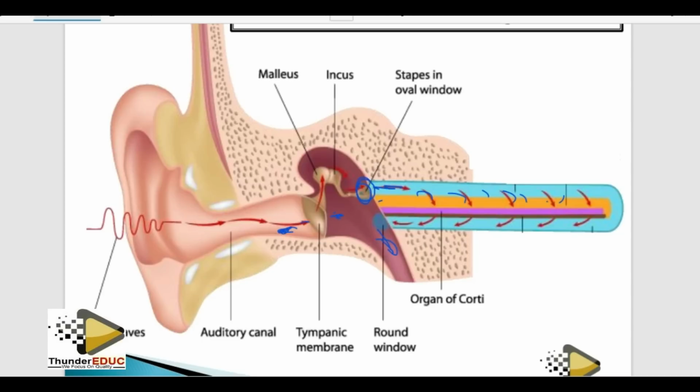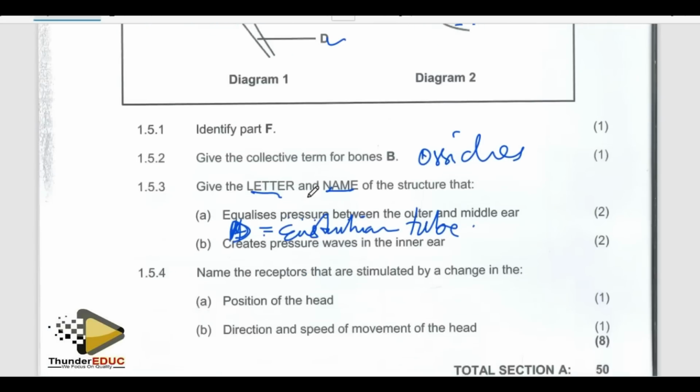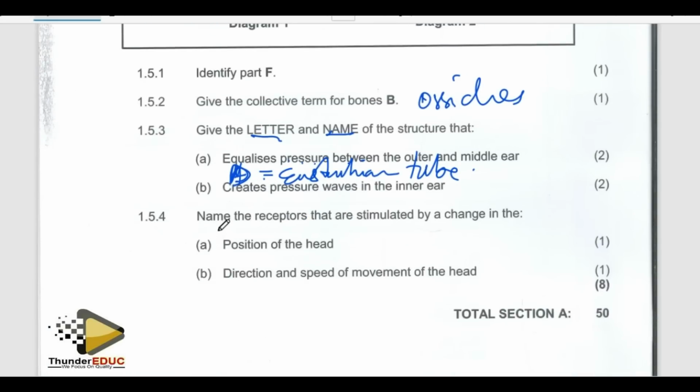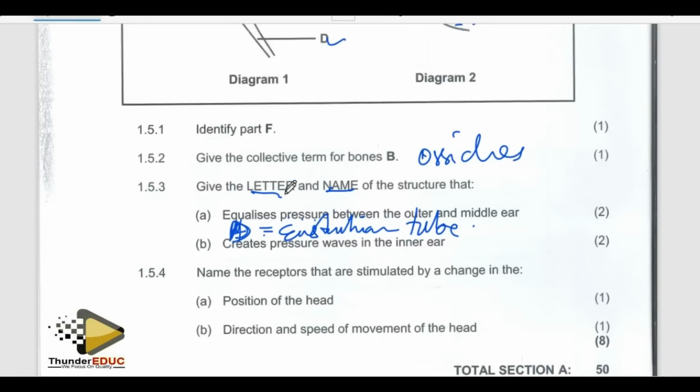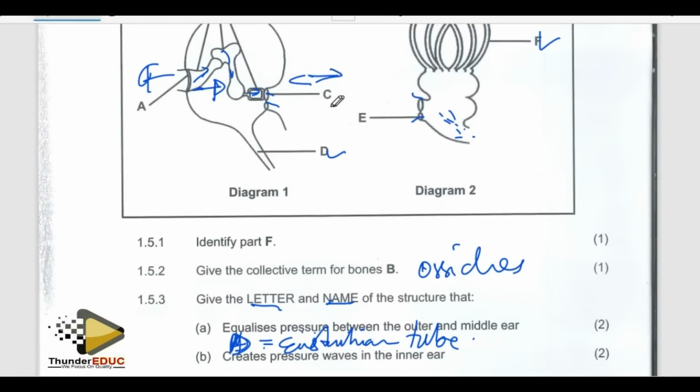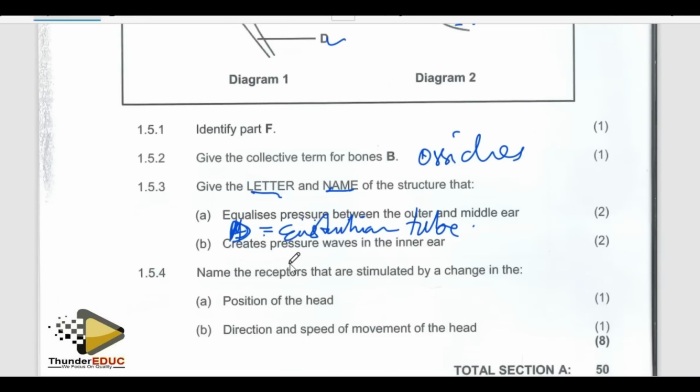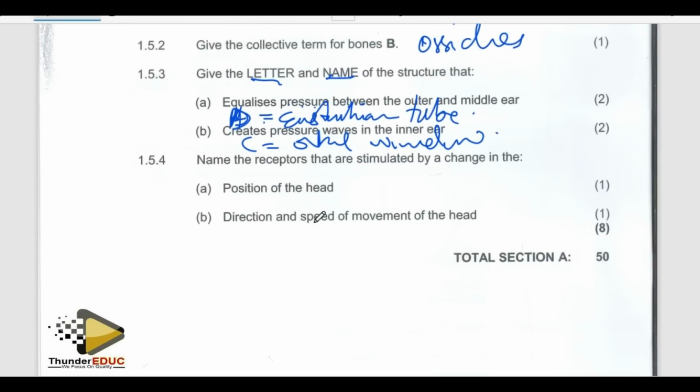Those are the two questions. Create pressure wave. So the answer is C, the oval window. C is equal to oval window. Yes, the paper was easy. Anyway, we shall see as we are going down.